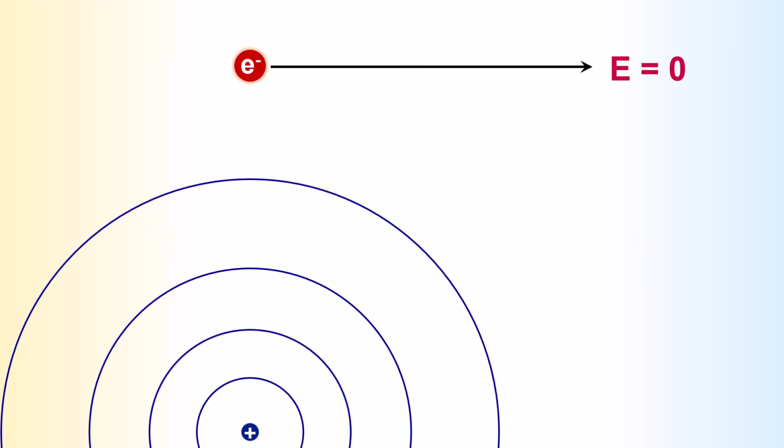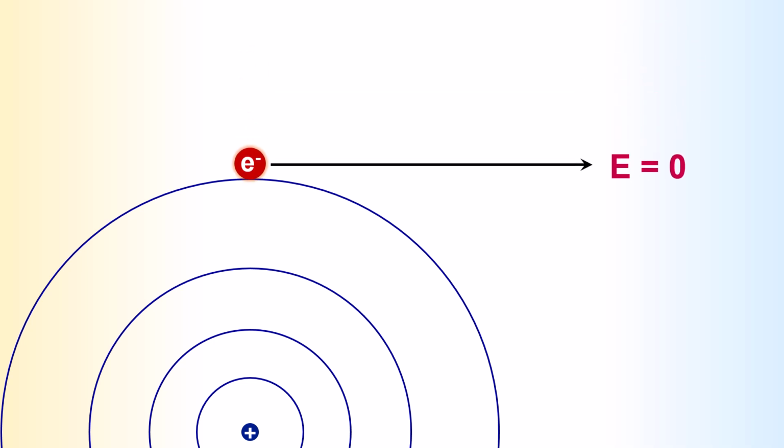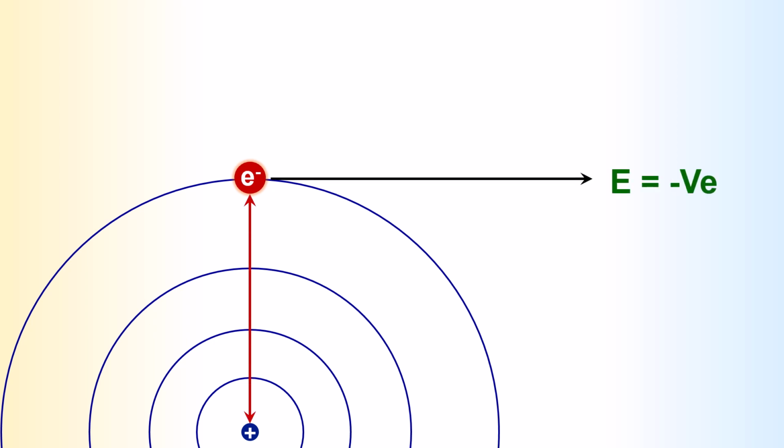By convention, the energy of a free electron at an infinite distance from the nucleus, where it is no longer attracted by the nucleus, is taken as 0. When the electron moves closer to the nucleus, its potential energy decreases due to the attractive force between the negatively charged electron and the positively charged nucleus. Therefore, the energy of the electron within the atom becomes negative.